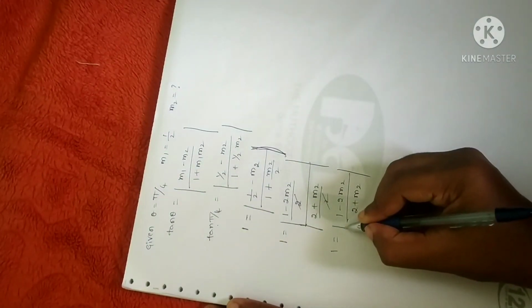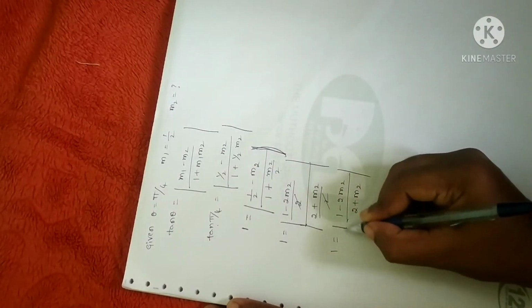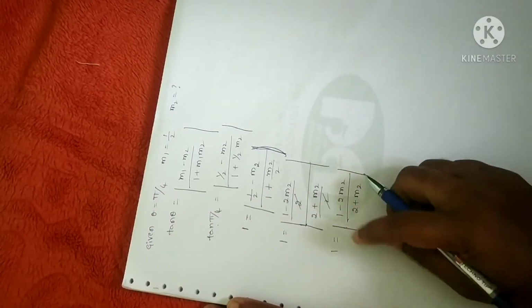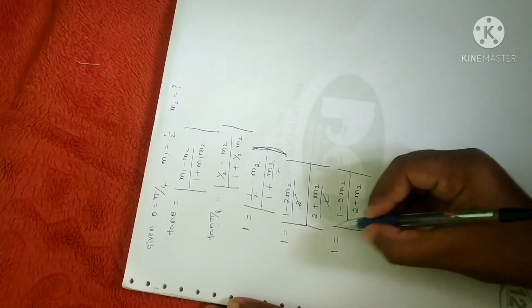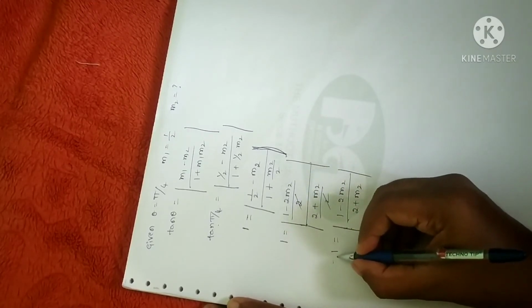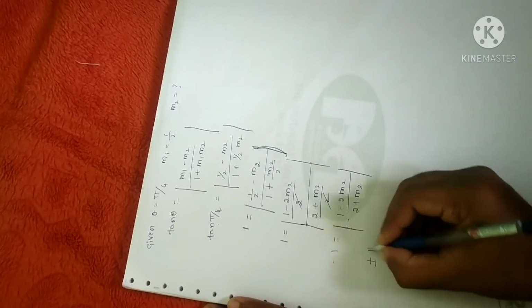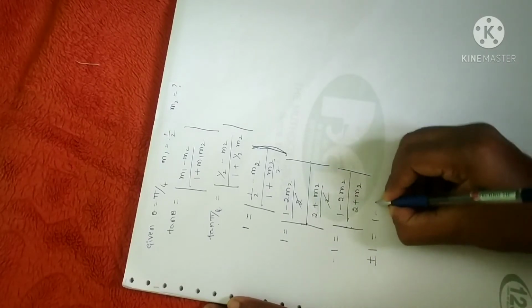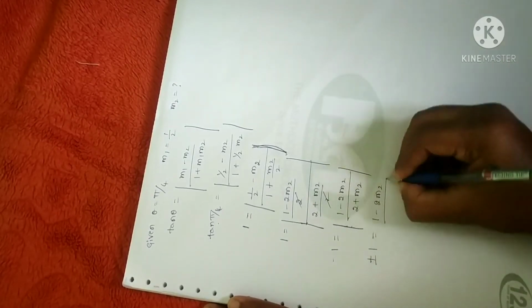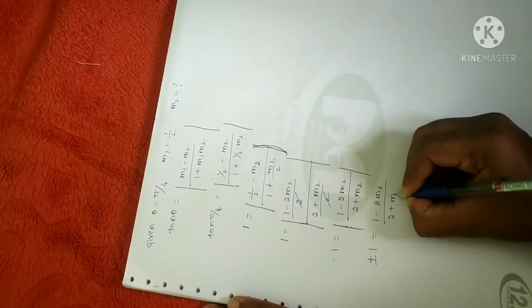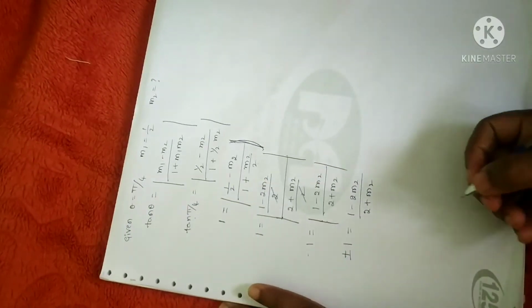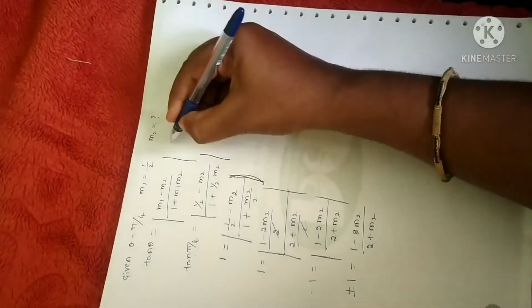Now I just want to remove this magnitude. Simply you cannot remove it. When you remove it, you have to put a plus or minus sign for this term. So what I'm going to write is plus or minus 1 is equal to 1 minus 2m2 divided by 2 plus m2. Fine. Now we have two cases.